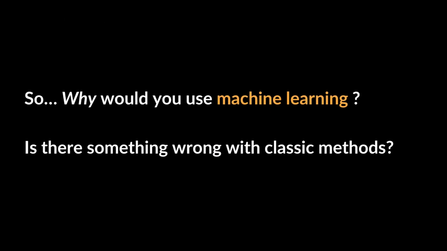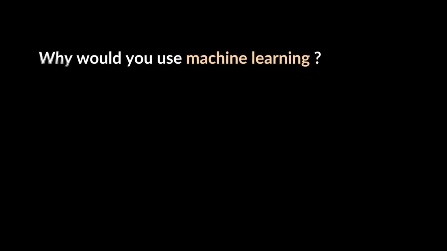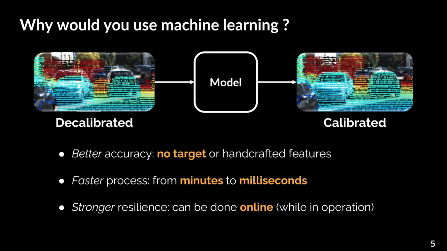So, why would you use machine learning? Is there something wrong with classic methods? With machine learning, we're trying to achieve some kind of universal model that gets as an input a decalibrated sample with incorrect calibration parameters, and to get as an output correct calibration parameters, which give good projection of the LiDAR point cloud onto the image frame, as you can see on this image.